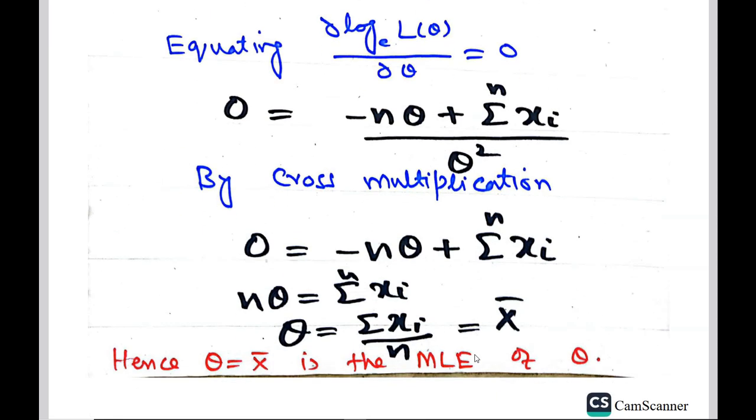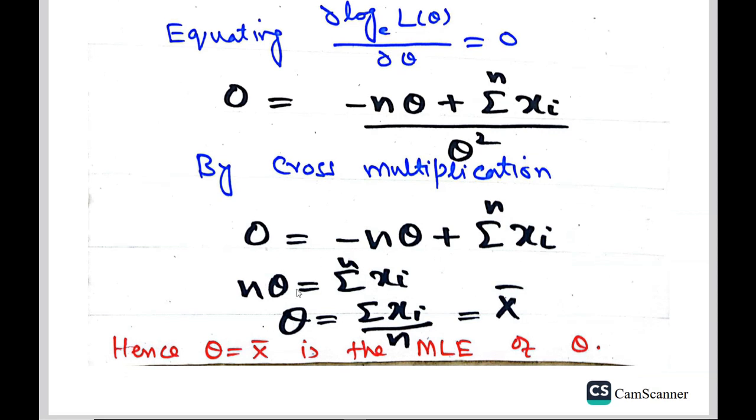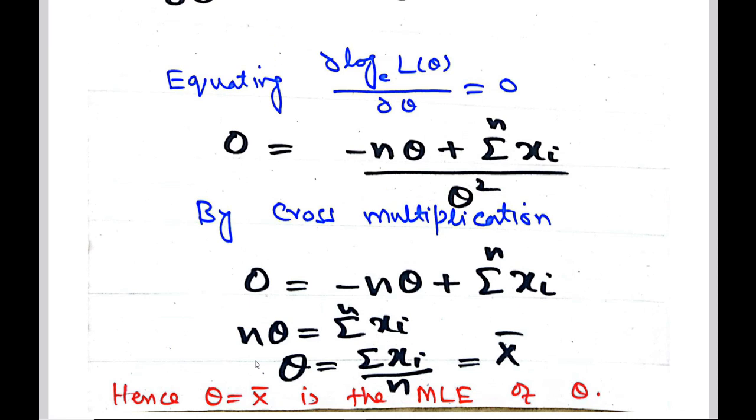By cross multiplication, minus n theta plus the sum of xi equals 0. So n theta is equal to the sum of xi, and theta is equal to the sum of xi over n, which is equal to x bar. So theta equals x bar is the MLE of theta. This is the maximum likelihood estimator of theta. We proved the maximum likelihood estimator of parameter theta for the negative exponential distribution.